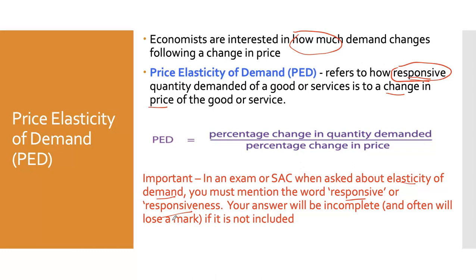So to summarize before we look at an example and different categories of elasticity of demand, we are thinking about how much demand is changing as a result of a change in price, and how responsive or how big that change is in quantity demanded as a result of the price. Is it a big change or a small change? This is what we are measuring in price elasticity of demand.